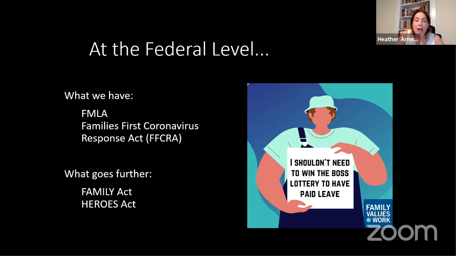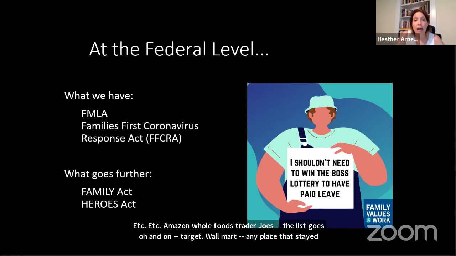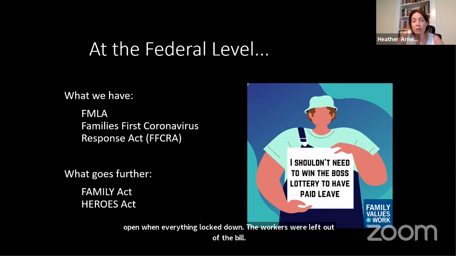And then a lot of small businesses, as you all know, furloughed their workers before that bill passed. And so those workers were left out as well. So we are at the federal level.